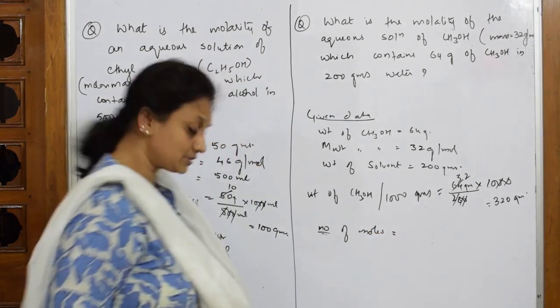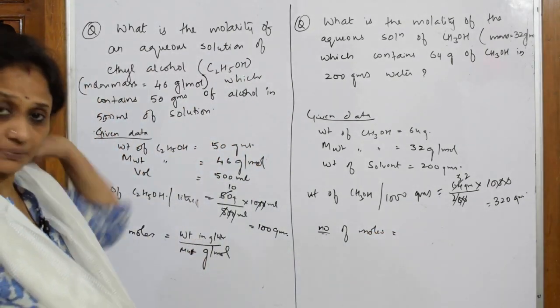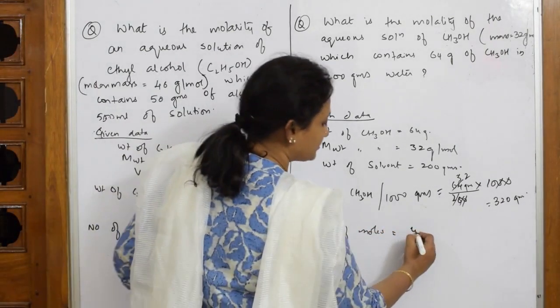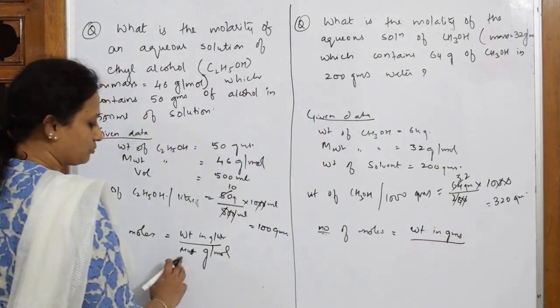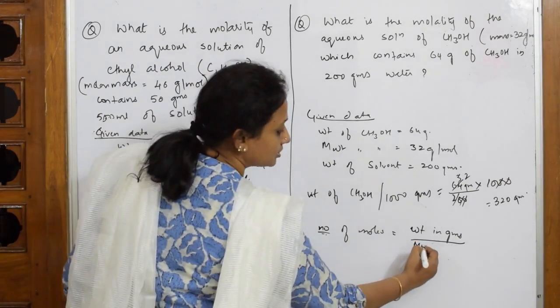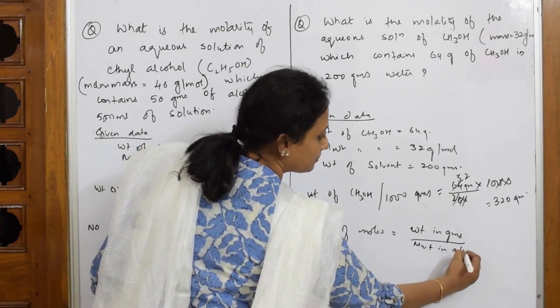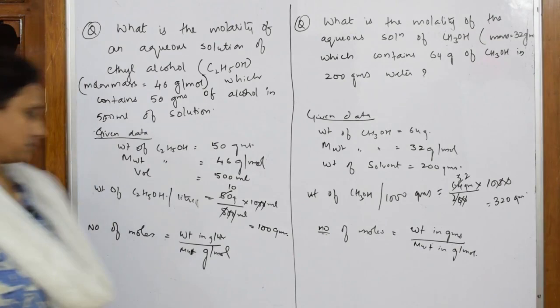But here what is the difference? Here we have taken weight in gram per liter. Here I have taken weight in grams, divided by molecular weight, it's the same here also, molecular weight in gram per mole. Let us solve.